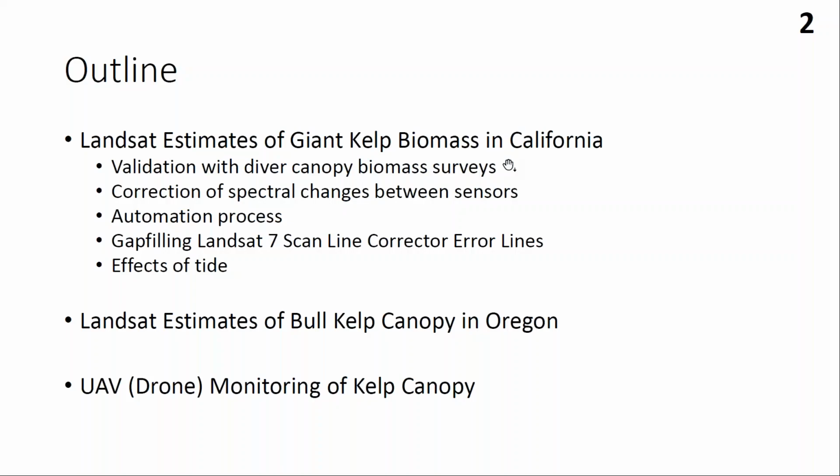So here's an outline of what I'll be talking about today. I'll be going over the methodology of estimating giant kelp canopy density and biomass along the coast of California. I'll be talking about briefly some new work extending these methods to bull kelp canopies in Oregon with Sarah Hamilton. And I'll be talking about some ongoing work using UAVs or drones to detect kelp canopy, both giant kelp and Nereocystis. Next slide.